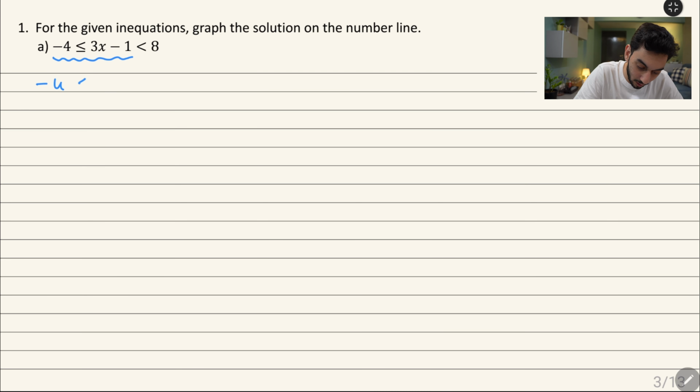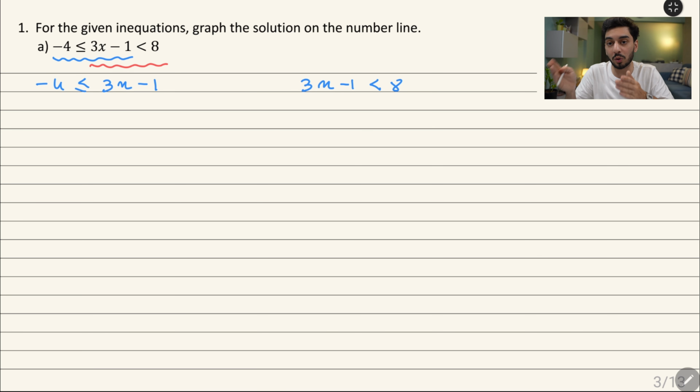Okay, what I would do is I'll write this one first. So it would be negative 4 is less than or equal to 3x minus 1, and I will write the other one, which is this part, which is 3x minus 1 is less than 8. So these are two different inequations. I need to solve for x and then combine them again.